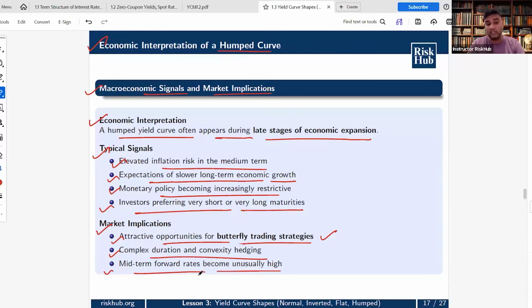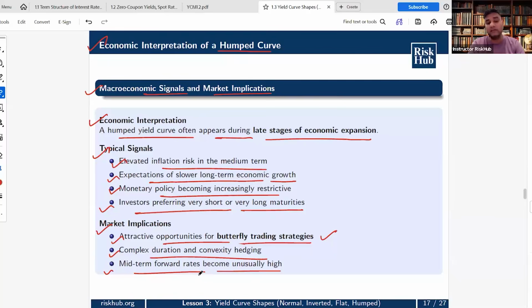So again, four typical signals as with the other ones, and three market implications for the hump shape. The signals are elevated medium-term inflation risk, expected slower long-run growth, increasingly restrictive policy, and investors preferring the very short or very long end. The implications are butterfly trading opportunities, complex duration and convexity hedging, and unusually high mid-term forward rates.